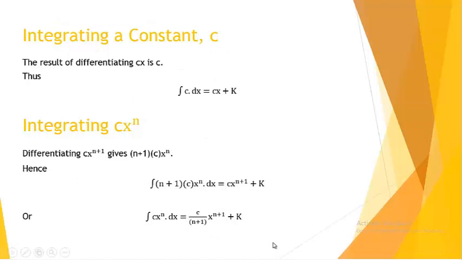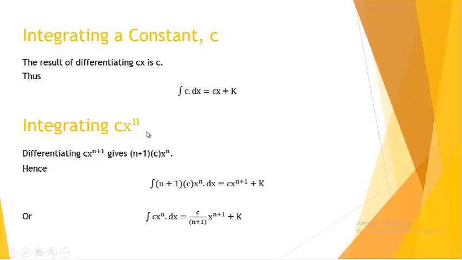Integrating a constant c. The result of differentiating cx is c. So we know that differentiating cx with respect to x would give us c as the answer, because the power of x is 1. So you take away 1 from the power, which is x^0, which would give us 1. So the final answer would be c if you differentiate cx with respect to x. So the reverse process is integral of c with respect to x, which is cx plus k. You include the x with the constant, and the arbitrary constant.